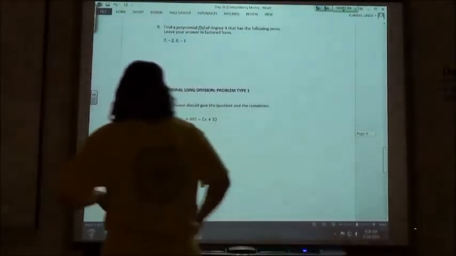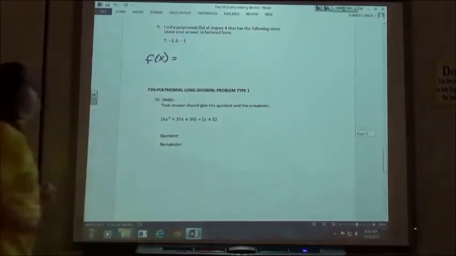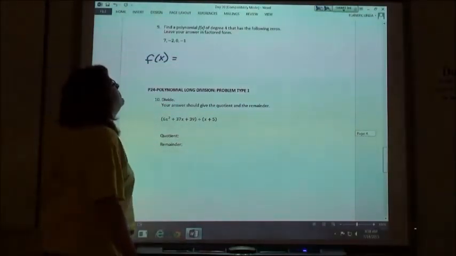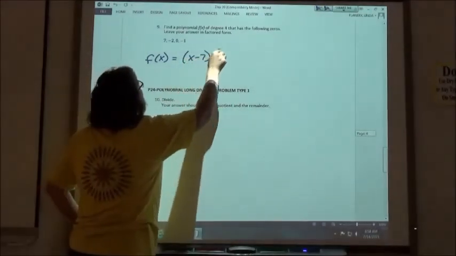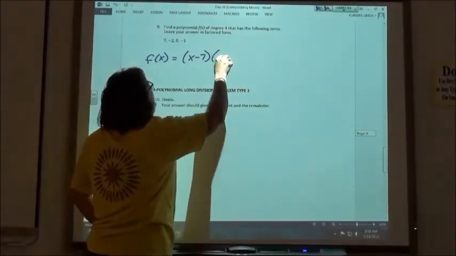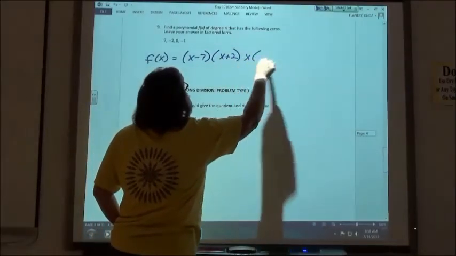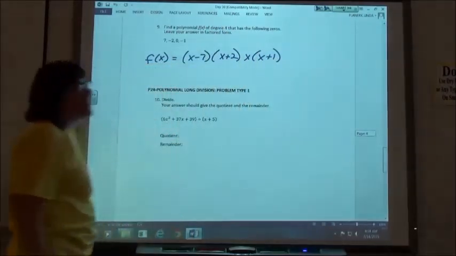So number 9, we want our polynomial of degree 4 that has the following zeros. And so our factors would be x minus 7, x plus 2, x, x plus 1. And that'd just be our answer then.